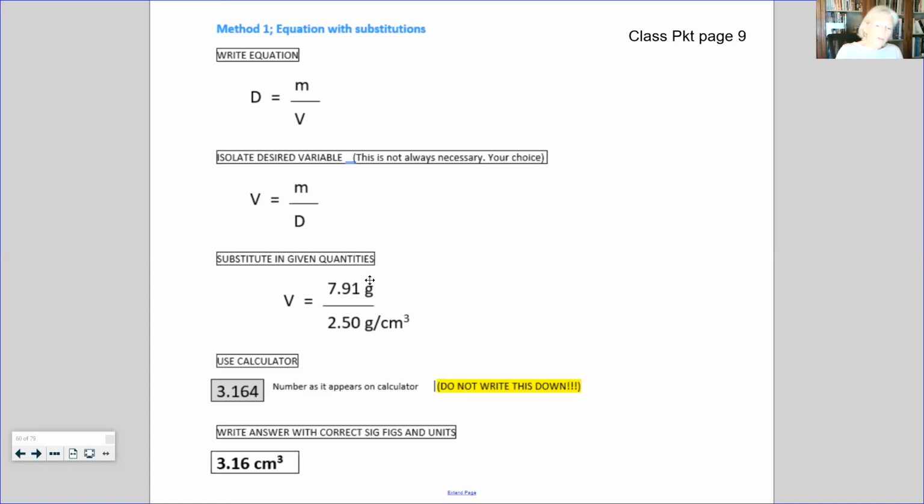Here you have one measurement with 3 sig figs, one measurement with 3 sig figs. Since you're dividing, you count sig figs. You should put 3 sig figs in your answer, not the 4 that your calculator says.